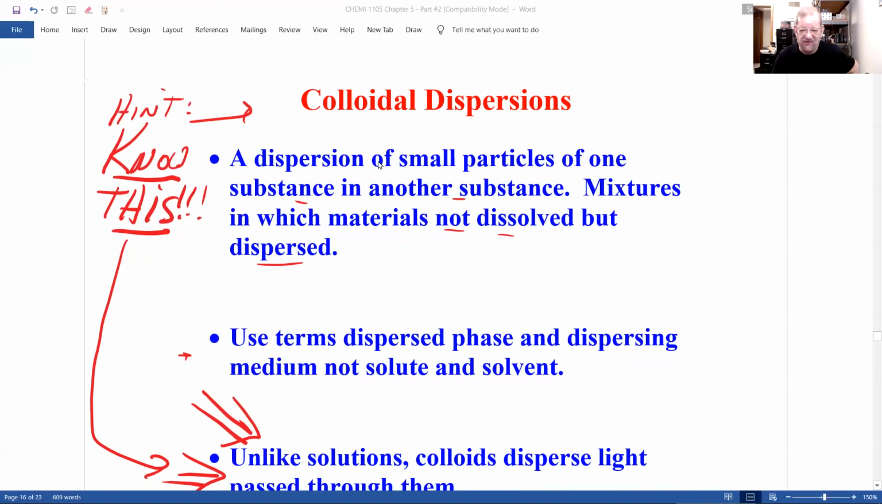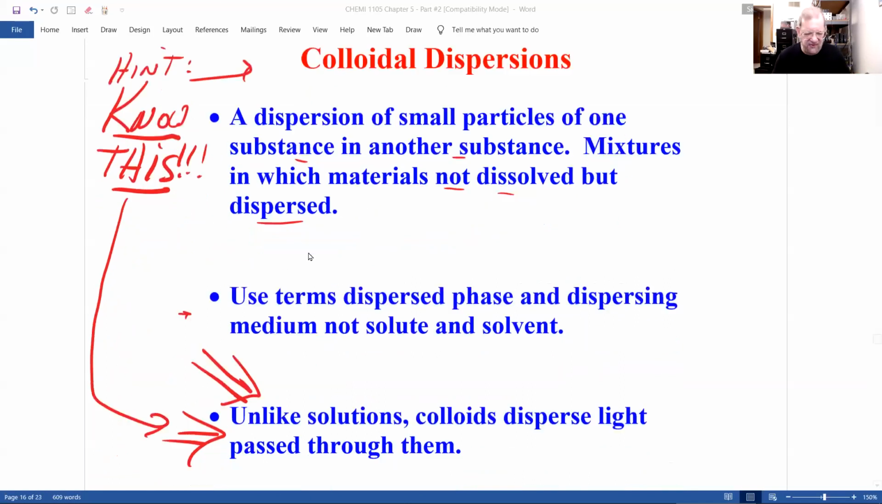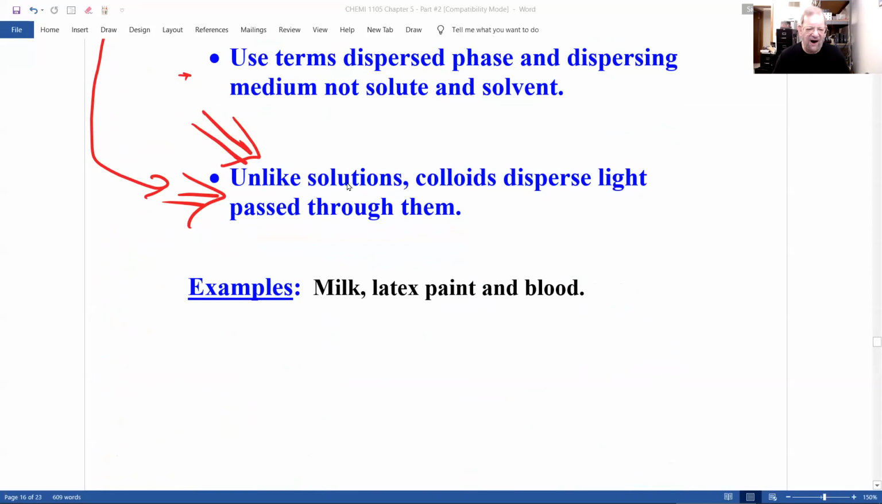The colloidal dispersion is, know this, a dispersion of small particles of one substance in another. It's a mixture in which materials are not dissolved, but just tiny particles dispersed. And you should know, unlike solutions, colloids or colloidal dispersions disperse light passing through them. In other words, light won't go through that. Did everybody see that now? And thank you for letting me know.